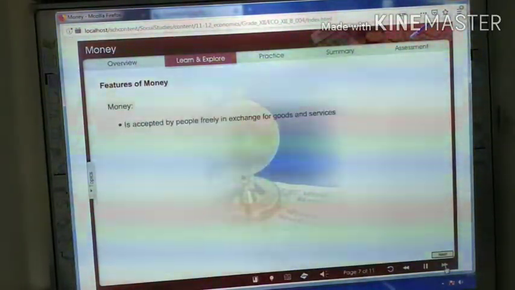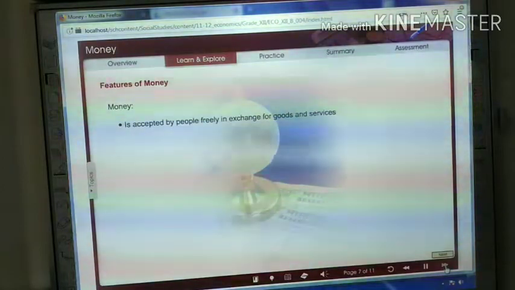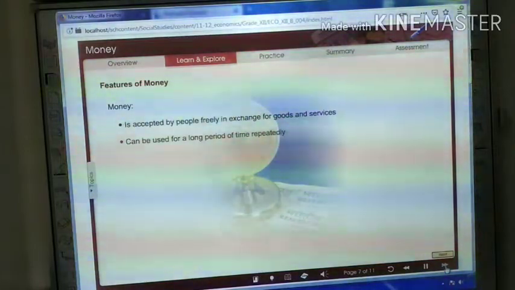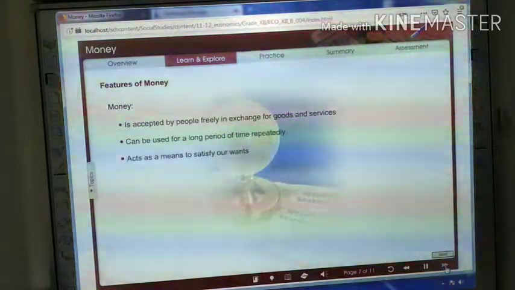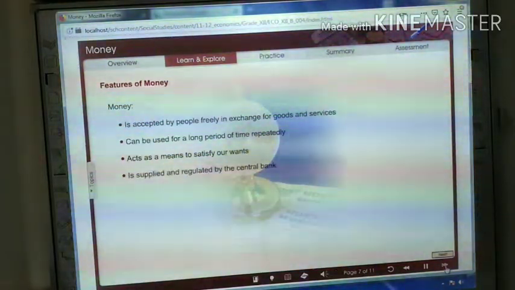Money is accepted by people freely in exchange for goods and services. It can be easily converted to goods and services whenever required. Paper notes and coins can be used for a long period of time repeatedly. It does not provide direct satisfaction but acts as a means to satisfy our wants. It is supplied and regulated by the central bank. Money is divisible without any loss of value.